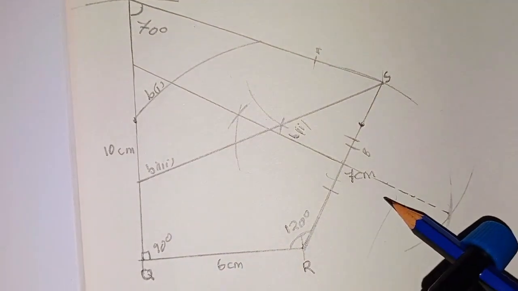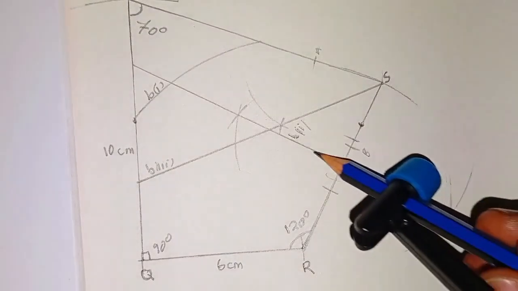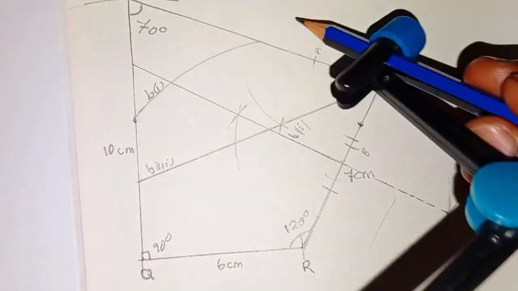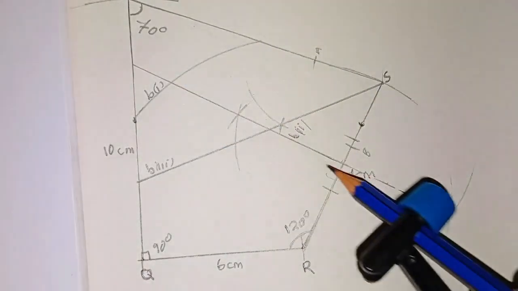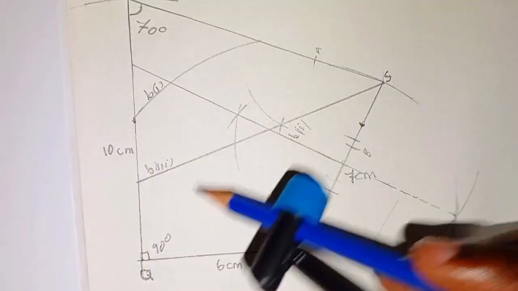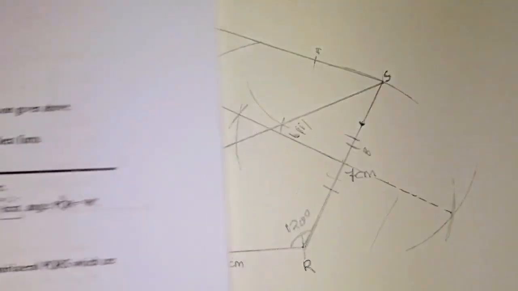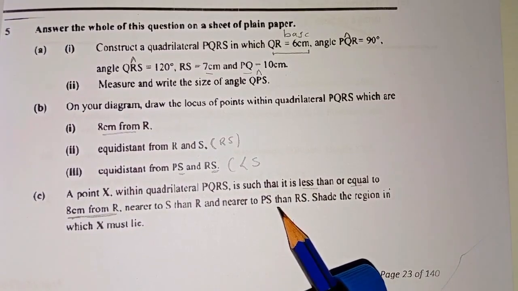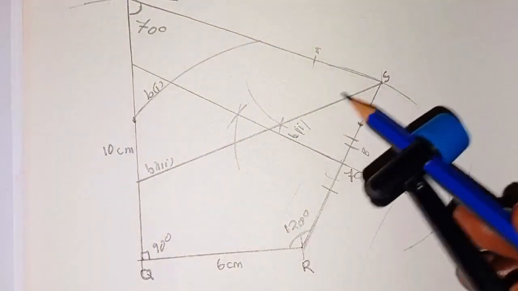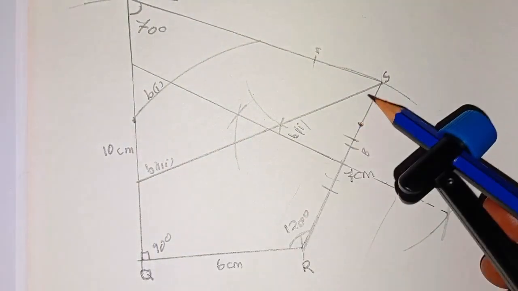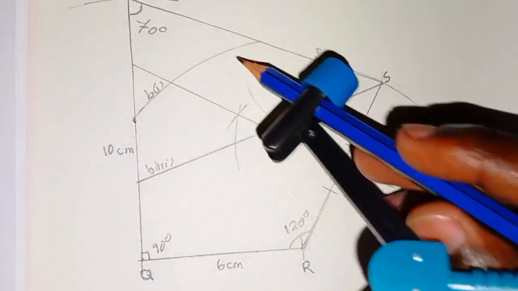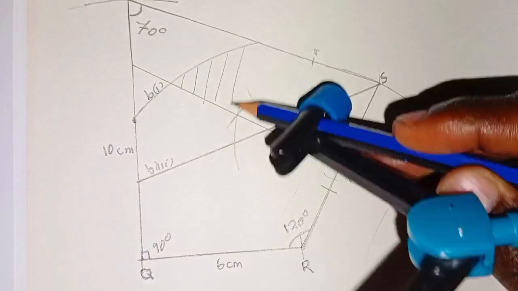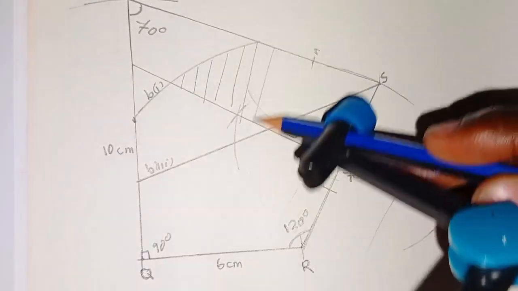So the demarcating line between R and S is this one. So it is nearer to S, meaning it's not this side. It is actually this side. So it's not going beyond this line, and it's not going beyond this line, this side. Nearer to PS and RS. PS is where? So this is the demarcating line. RS is this side, PS is this side, so it's this side. So in short, this part here is where we are shading.